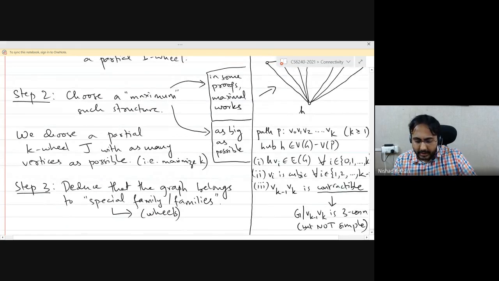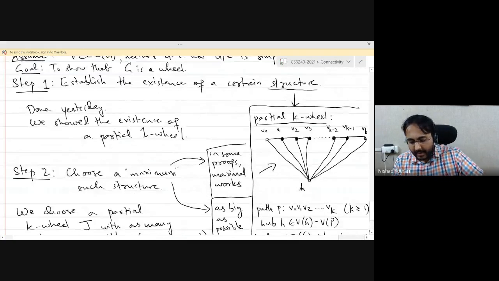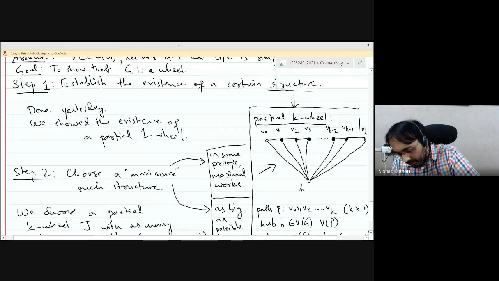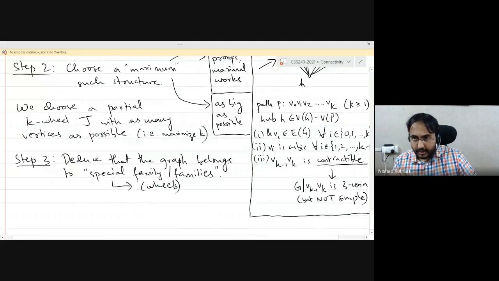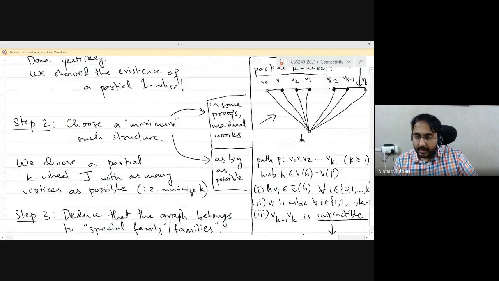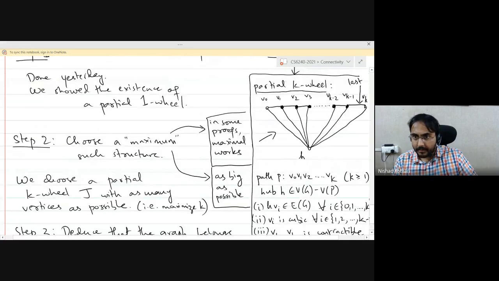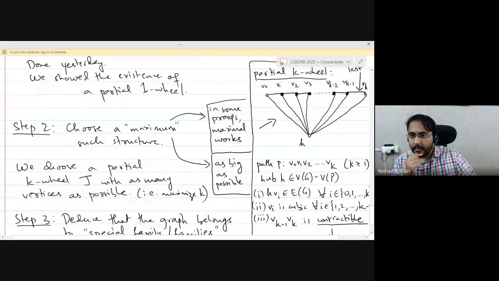And we want the additional property that the last edge on the path is a contractible edge. What I mean by contractible in this lecture is that when I contract that edge, my graph is 3 connected. However, it will not be simple because we know that no edge has this property, right? So we want the last edge to be contractible in this sense. Are there any questions regarding the definition of a partial K-wheel? Is there anything that is not clear?